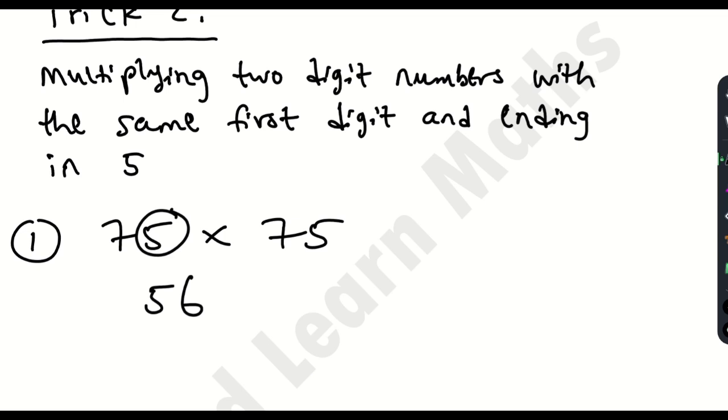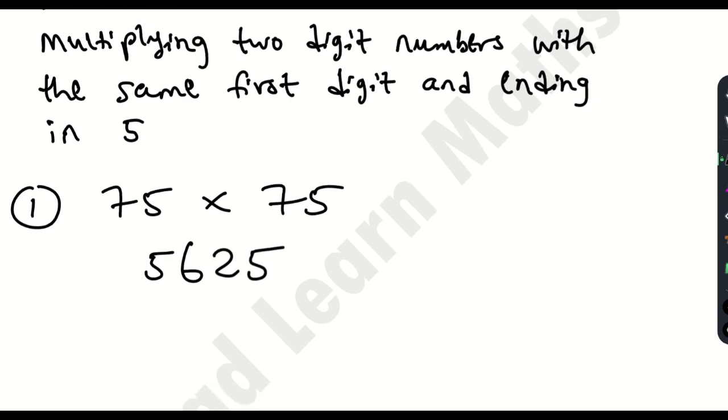And then you multiply 5 and 5. What is 5 times 5? That's 25. So see what we have. This is the answer. 75 times 75 is 5,625. Very easy, like I said before. Let's try another case. Number 2.